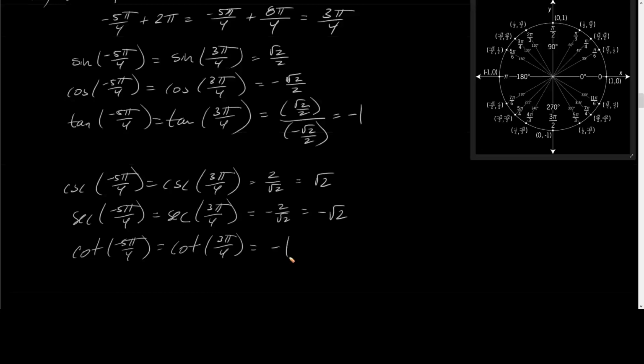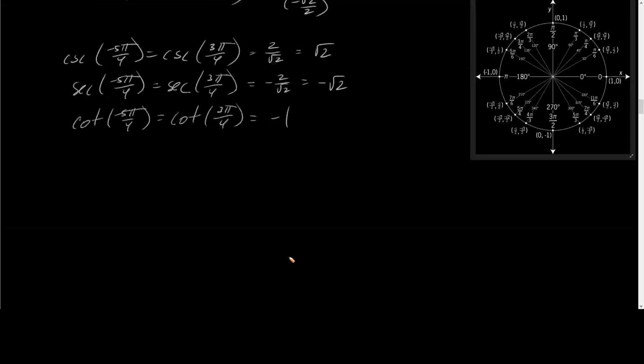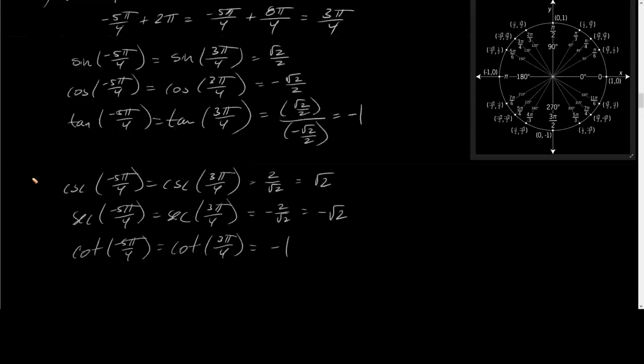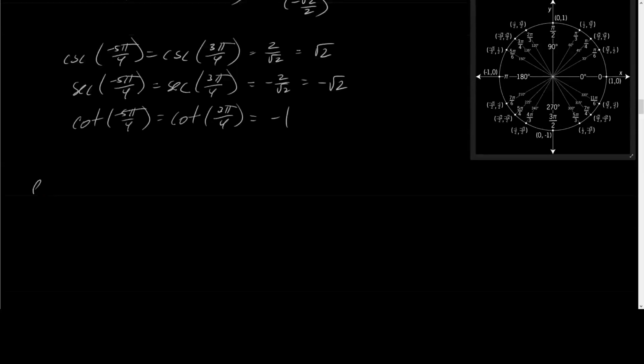Now, what if we had angles that were beyond the unit circle, but not just in a negative way? So perhaps in a positive way, but it's beyond 2 pi. So let's say that I have theta being equal to 15 pi over 4.